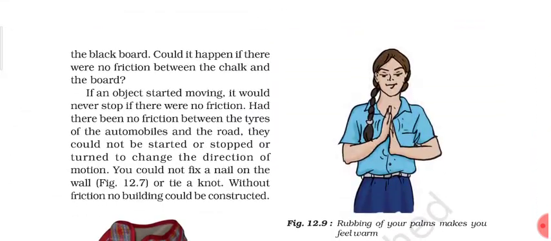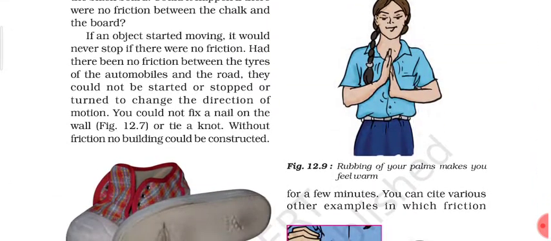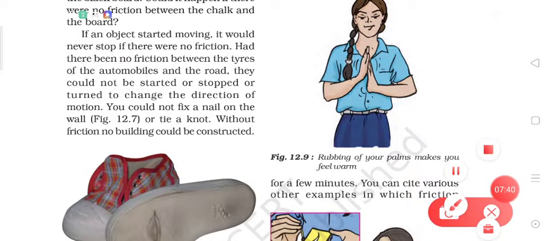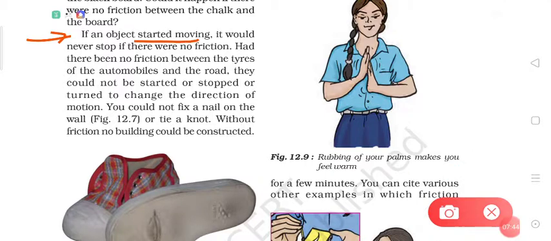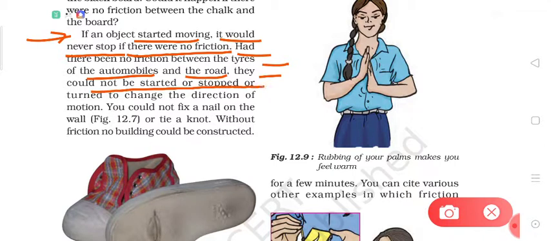Alright. Next, something very important is written here. What is written? If an object starts moving, it would never stop if there were no friction. So if there is no friction, it will not stop. It will never stop, right? Had there been no friction between the tires of automobiles and the road, they could not be started or stopped or even turned to change the direction of the motion.